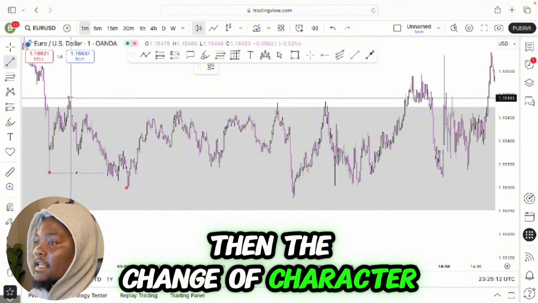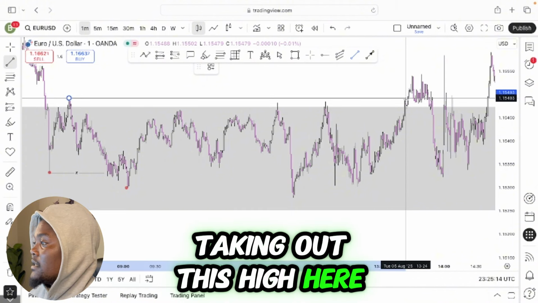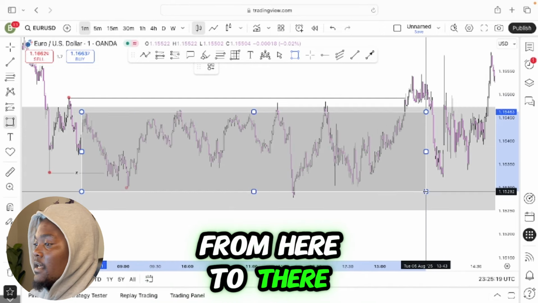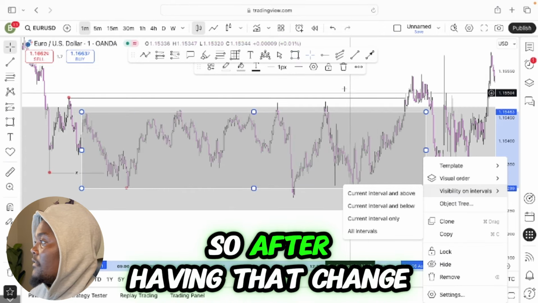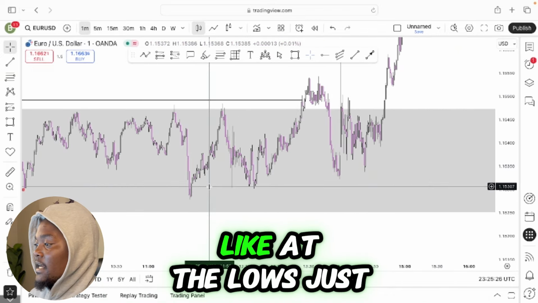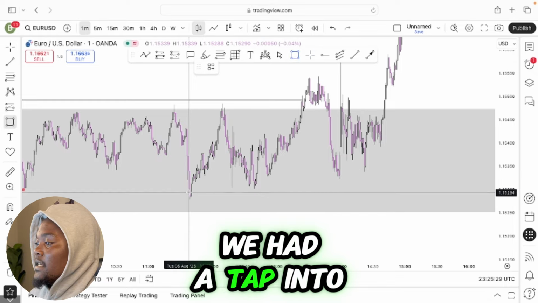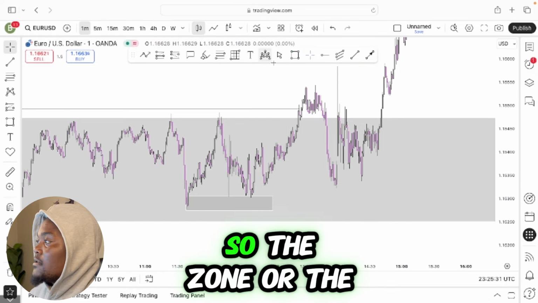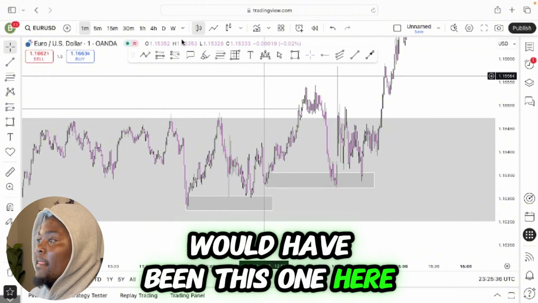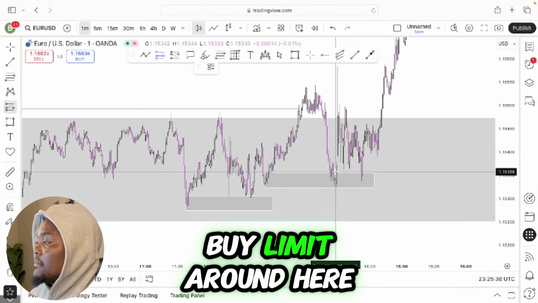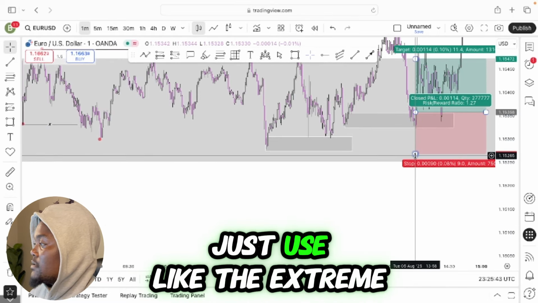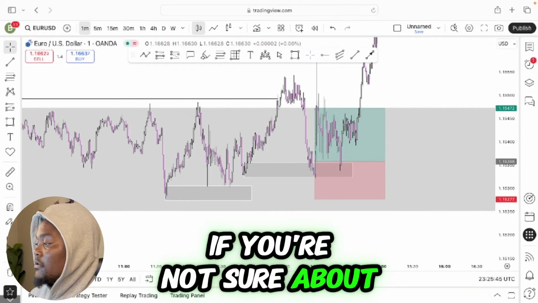Then the change of character came up, taking out this high here, just because this was just sideways price action. As you can see, starting from here to there, it was just sideways. After that change of character, what you can notice is that we have areas of interest at the lows, just like here, we had a tap into that zone. So the fresh zone that we're going to use would have been this one here. Then you can place your buy limit around here. Your stops can be just below the extreme, just like that. You can just use the extreme if you're not sure about your things.